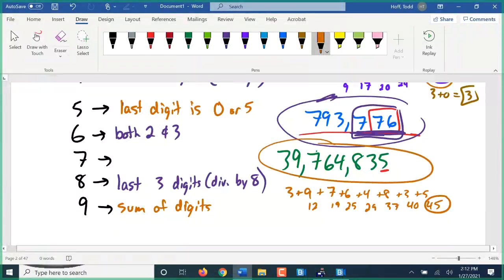39,764,835 is divisible by 9. Now again, not the easiest rule in the world, and maybe not the most necessary, because if we wanted to divide by 9, we could just divide by 3 twice.